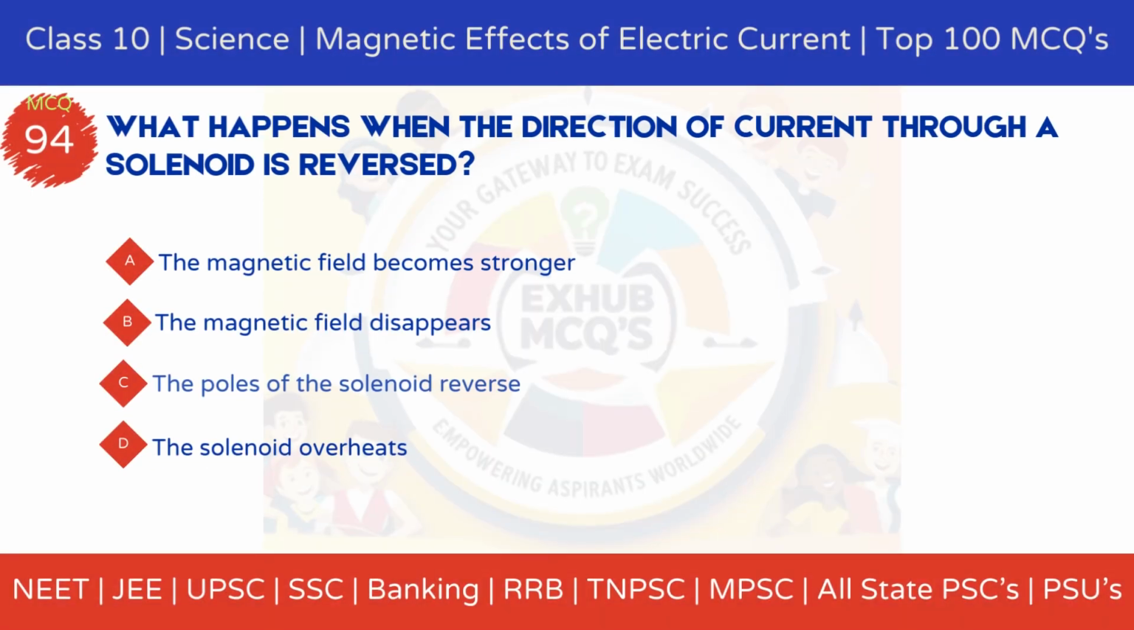MCQ 94. What happens when the direction of current through a solenoid is reversed? Option A. The magnetic field becomes stronger. Option B. The magnetic field disappears. Option C. The poles of the solenoid reverse. Option D. The solenoid overheats.